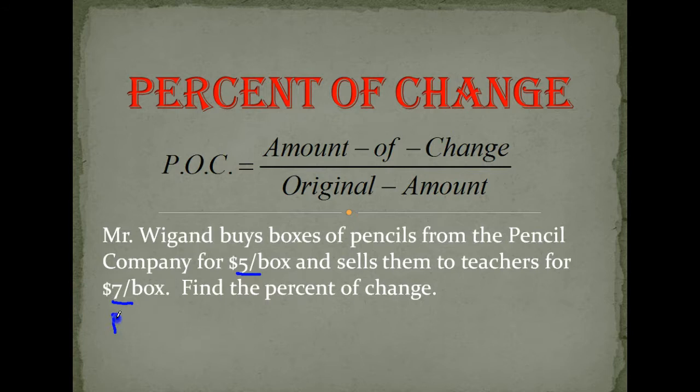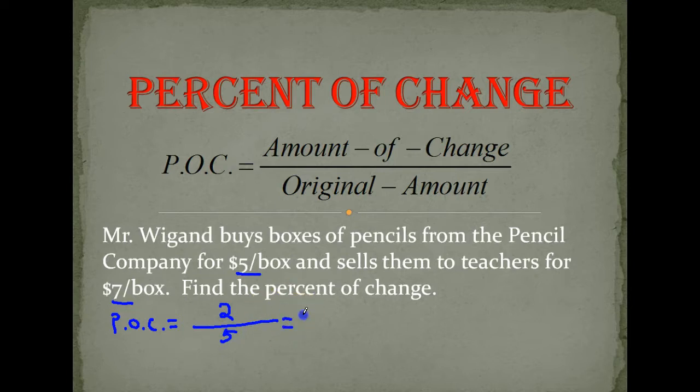So percent of change. And I know I don't let you abbreviate a lot of times, but this is a place where abbreviating is fine. My numerator is the amount that it changes. So it went from 5 to 7. So it changed 7 minus 5, 2. $2 change. You don't need to put the dollar symbol in here. Then the original amount. Well, the original amount is what it started with. What happened first? Well, first I bought them for $5 per box. So 5 is my original amount.